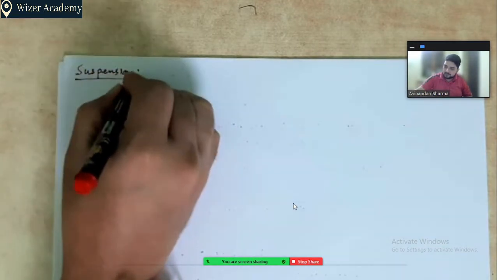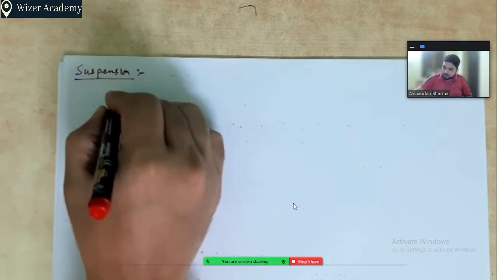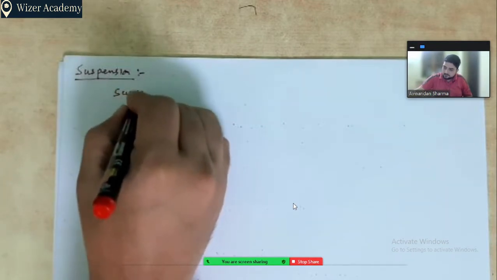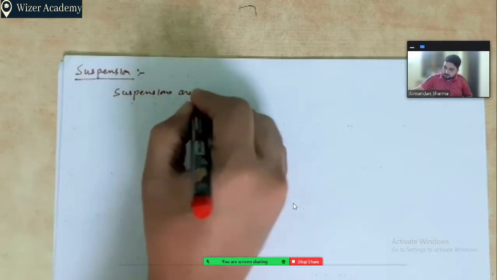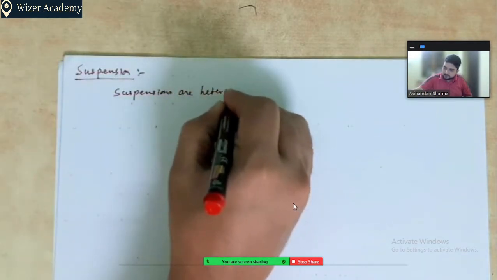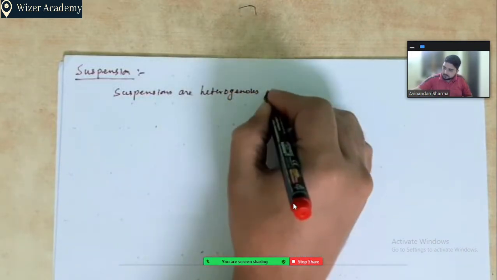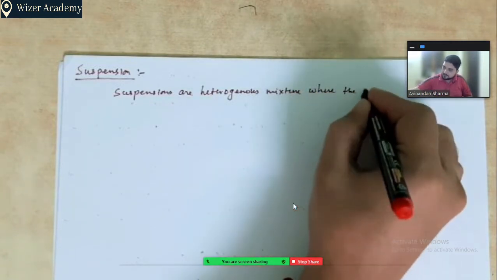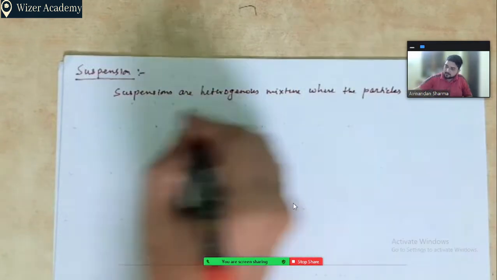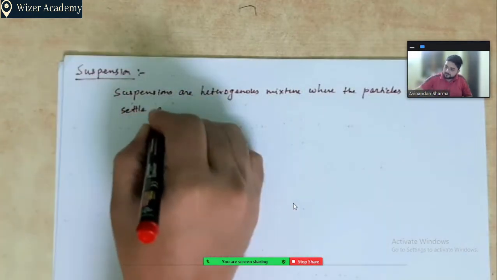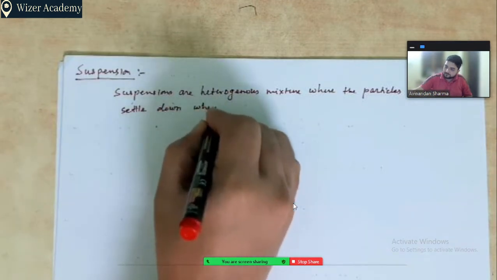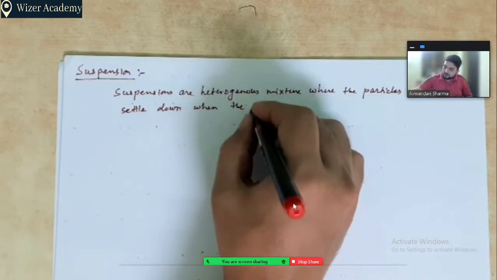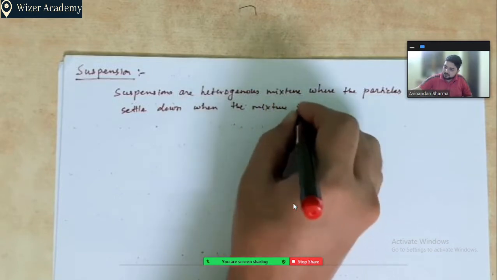What exactly is suspension? We can write down as: suspensions are heterogeneous mixtures where the particles settle down when the mixture is left alone.